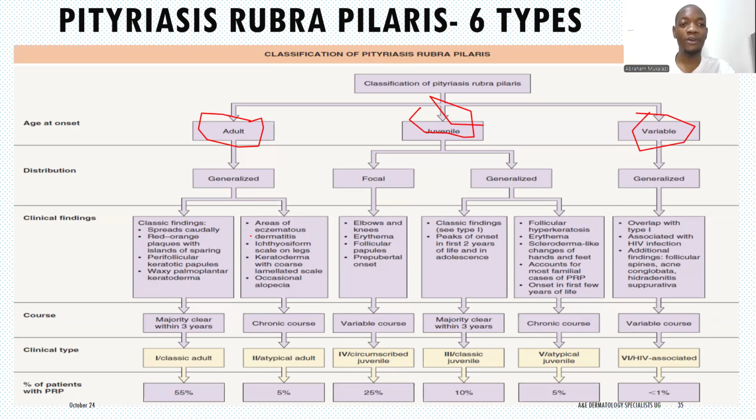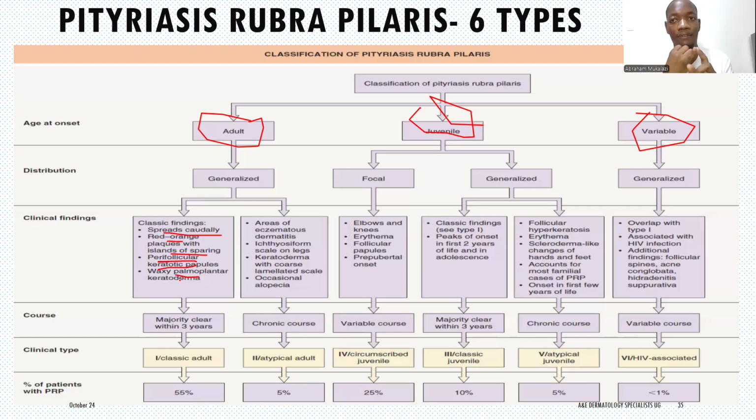And if it is generalized, we can classify it further, whether it is the classical type or the atypical type. The classical adult type usually gives the picture that we've been describing. It spreads caudally, starting from up and going down. We have the red-orange plaques with islands of sparing, then perifollicular keratotic papules, and then the waxy plantar keratoderma. So that is the typical. Under typical, you have the features that we've mentioned earlier.